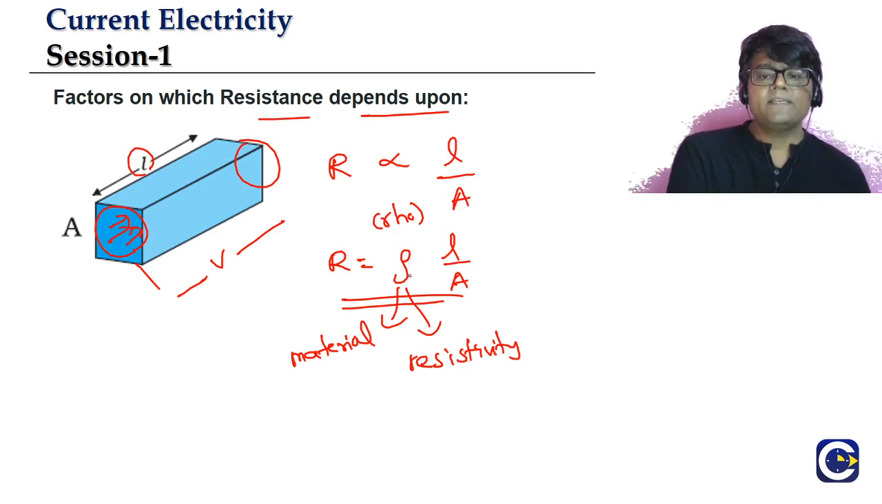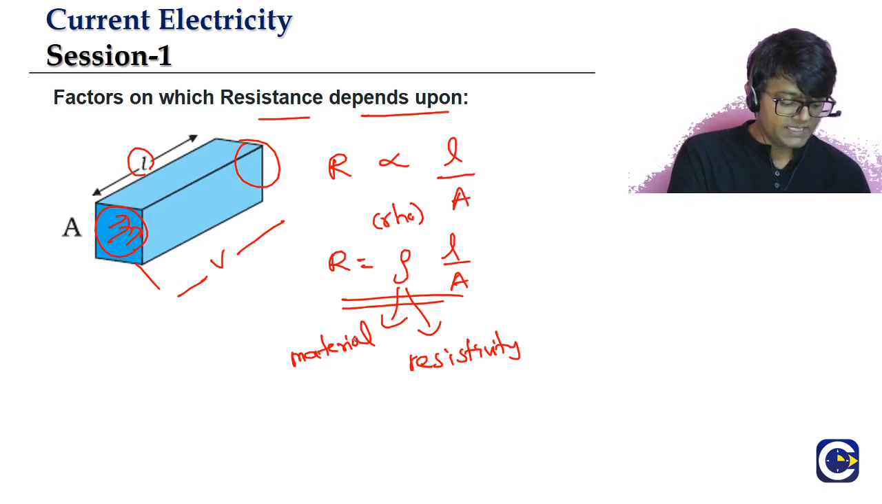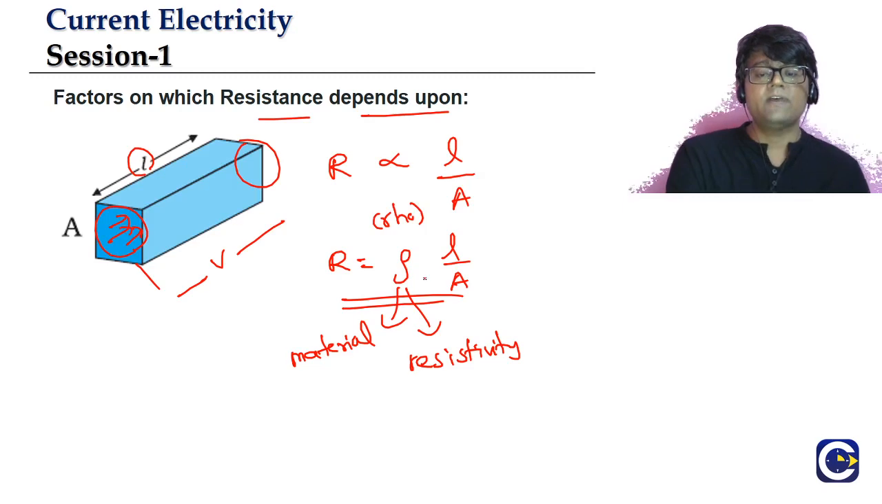So resistivity will be a property of the material, meaning steel will have some value of resistivity, copper will have some value of resistivity, iron will have some value of resistivity. Like that, every material will have some value for the resistivity. And L and A are basically the geometric parameters.